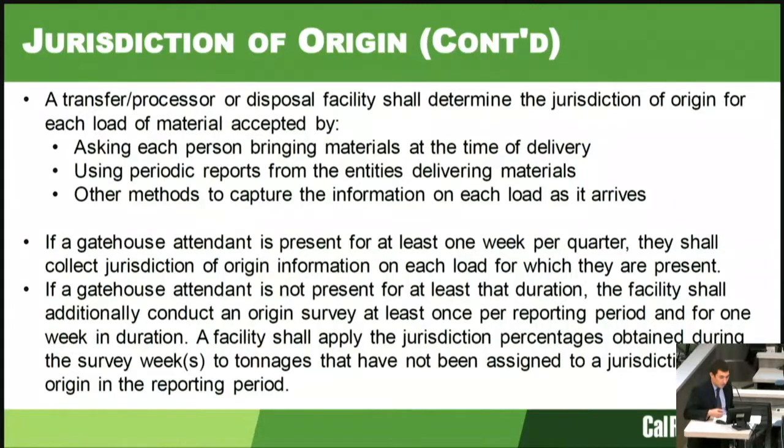For a transfer processor or disposal facility, they have an obligation to determine the jurisdiction of origin for the material that they receive from direct haul. We discussed how when they're getting material from other transfer processors, it's not a requirement to collect the jurisdiction of origin information again, because that has already been reported in RDRS and will be passed seamlessly from inflow to outflow according to what was already reported for the transfer processor that you received the material from.